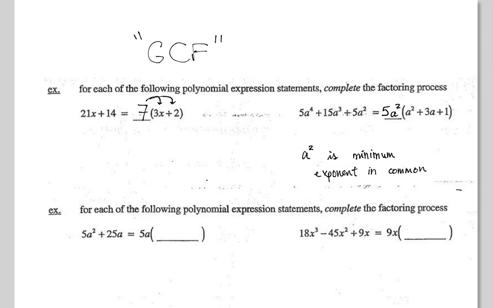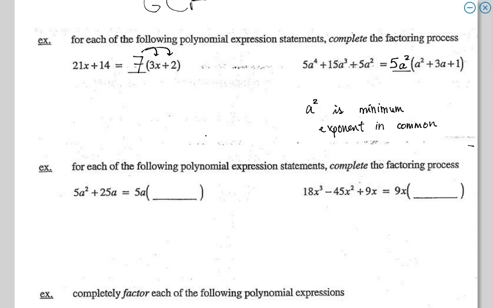Now the next one is also training wheels, but they're going the other way. Now they're taking out the factor. So 5a is factored out of each term. What does that even mean? Factored out.